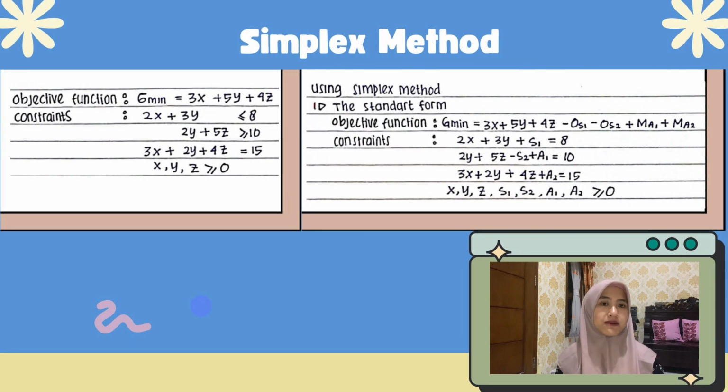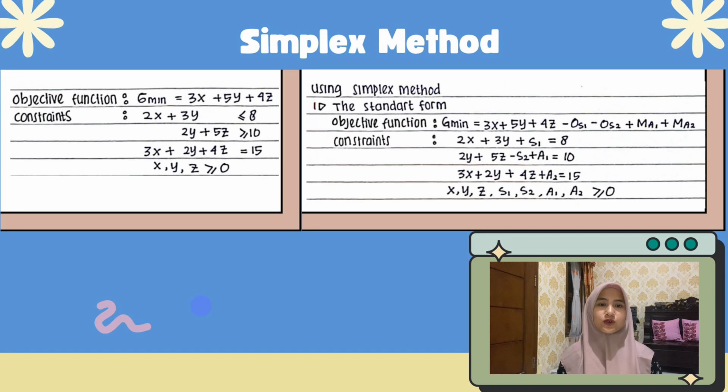On the second problem, this time we are faced with a minimization problem. The objective is to find the smallest value of the function g, min equals 3x plus 5y plus 4z, with the first constraint 2x plus 3y less than or equal to 8, the second 2y plus 5z greater than or equal to 10, and the third 3x plus 2y plus 4z equal to 15. We convert it to standard form so that the simplex method can be applied.